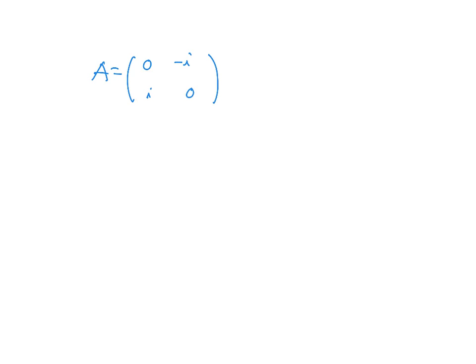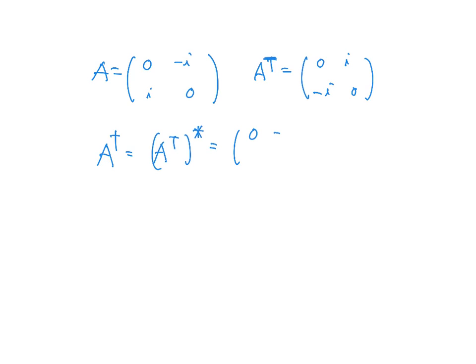Oh, it's complex numbers. Let's see if it is a Hermitian matrix. So what is the transpose? If you make a transpose, rows become columns, columns become rows. So this is 0, i, minus i, 0, right? So the adjoint, transpose and complex conjugate, gives 0, minus i, i, 0, which is A. So this matrix is Hermitian.